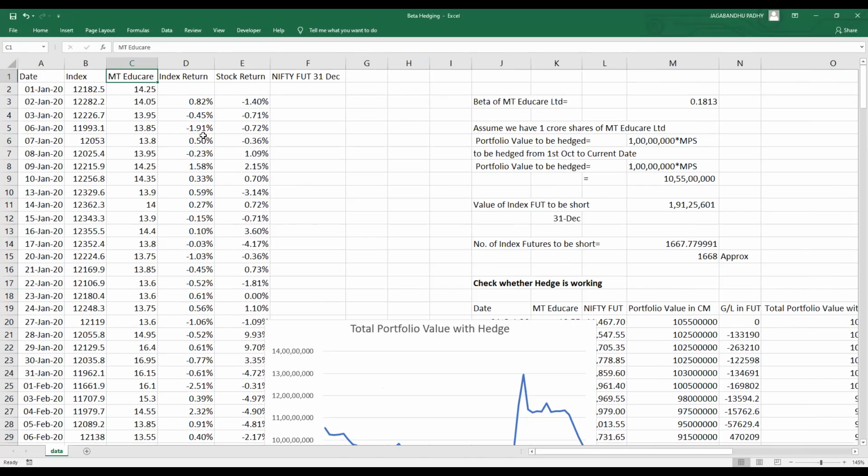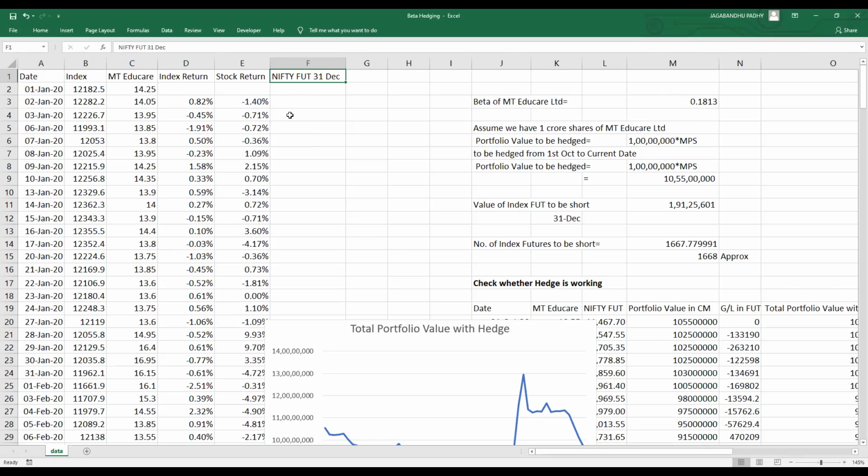Suppose I have a bank stock in my portfolio, and suppose I want to hedge that bank stock. Would Nifty be a better replica for hedging, or Bank Nifty? Yeah, Bank Nifty. Should it be Nifty or Bank Nifty would be a better one? Bank Nifty, right? So we should always look for a better index for hedging purpose.